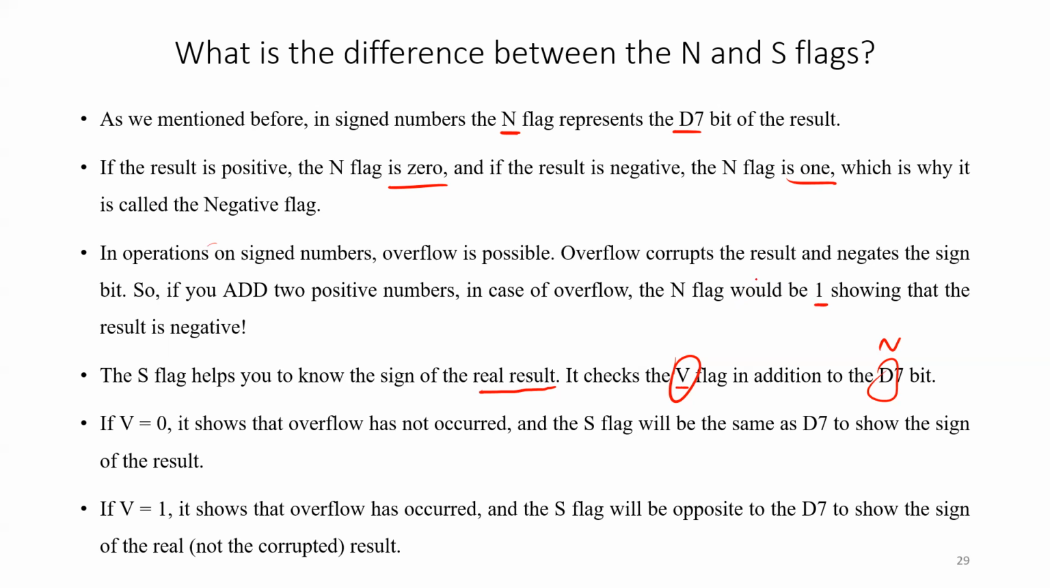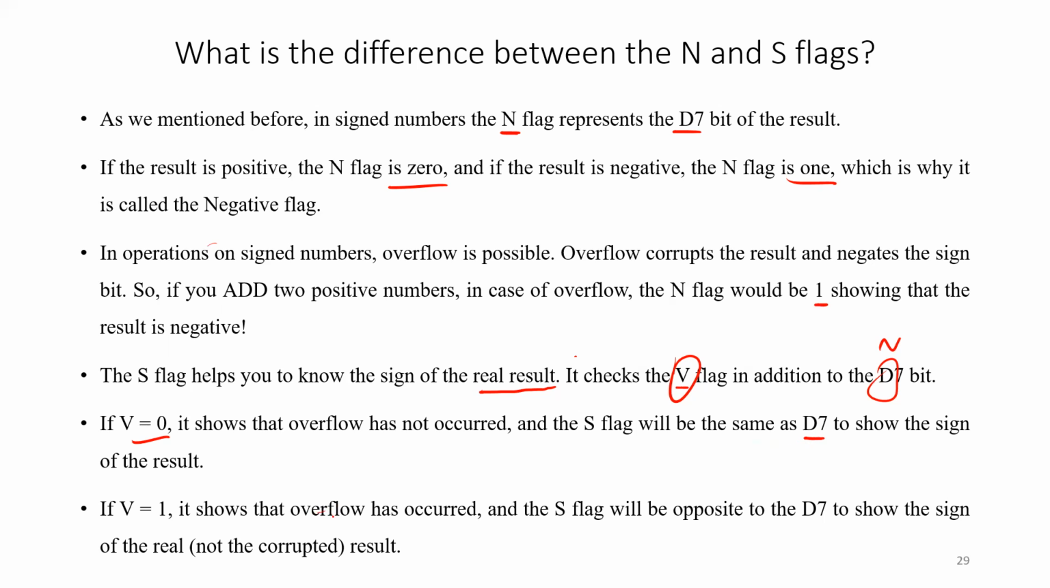If V equals 0, the overflow has not occurred, and the S flag will be the same as D7 to show the sign of the result. So in case of not having overflow, we don't have a problem. In this case, N would be the real sign of our number, so S would be the same as D7 or N to show the sign of the result.